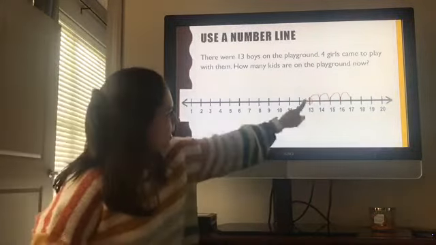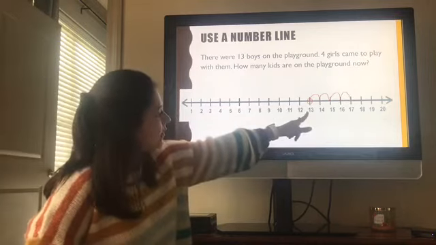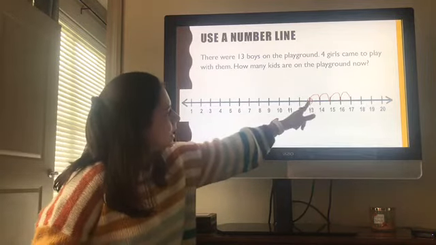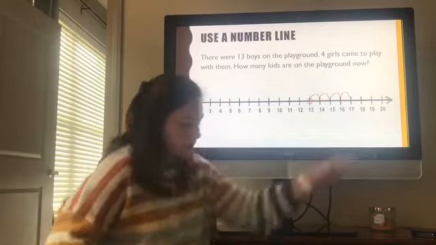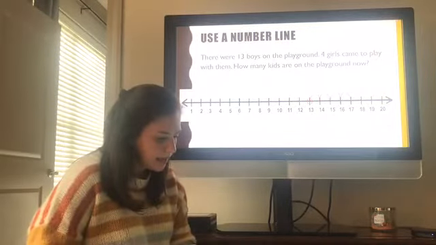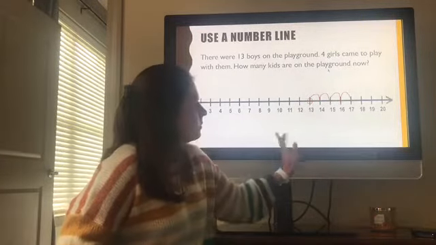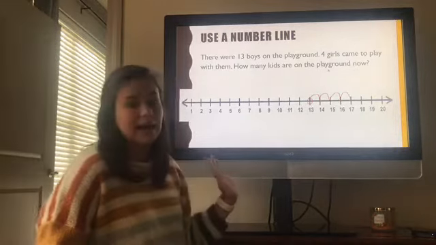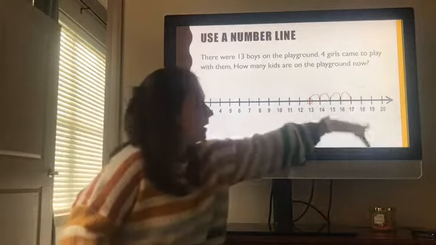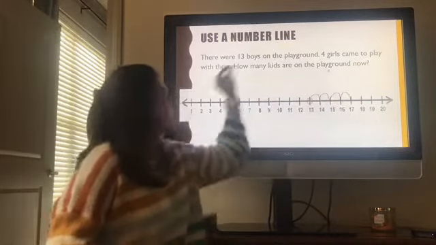Okay? So I'm going to go back and check and make sure that I start at the right number. I started at 13, and then I'm going to bunny hop 4 spaces. 1, 2, 3, 4. Okay? And then I ended up at 17. So make sure that when you bunny hop, you go the right direction. Because if you're adding, you'd be going to bigger numbers, you're going this direction. And if you're subtracting, you'd be going this direction.